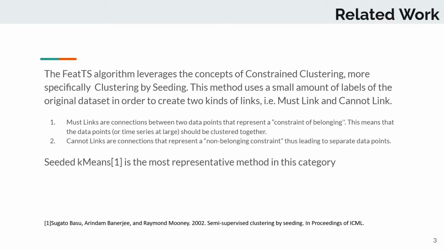FeatTS is based on the clustering by seeding concept. The idea is to create two kinds of connections between the data of the dataset, called must link and cannot link. With the must link we are defining a constraint of belonging between the two data, meaning that two data points should be clustered together. By contrast, the cannot link defines a non-belonging constraint, hence separating the data points. Seeded k-means is the most prominent algorithm of this category.